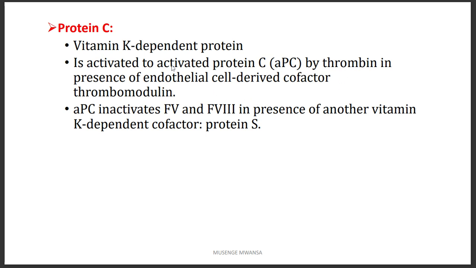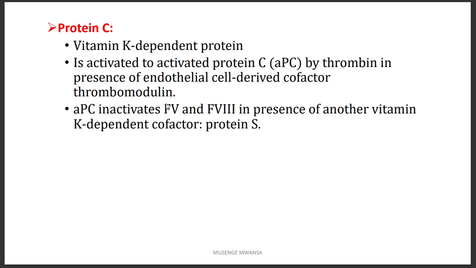So it does that in the presence of endothelial cell derived cofactor thrombomodulin. So the conversion of protein C to activated protein C is going to happen in the presence of thrombomodulin, which comes, of course, from the endothelial cell. The activated protein C inactivates factor 5 and also factor 8 in the presence of another vitamin K dependent cofactor, protein S, as we already mentioned. So we already mentioned this on the previous slide.